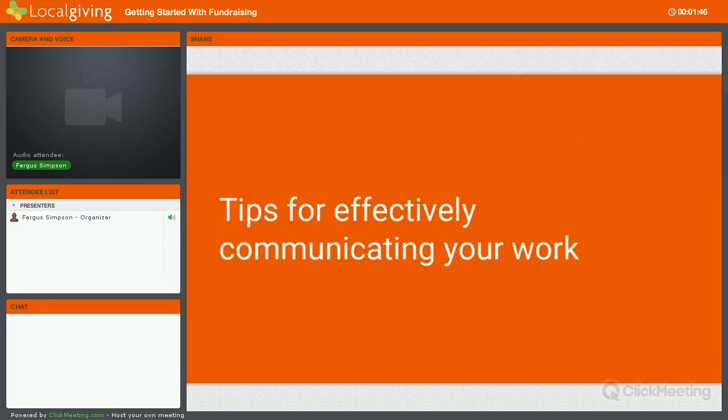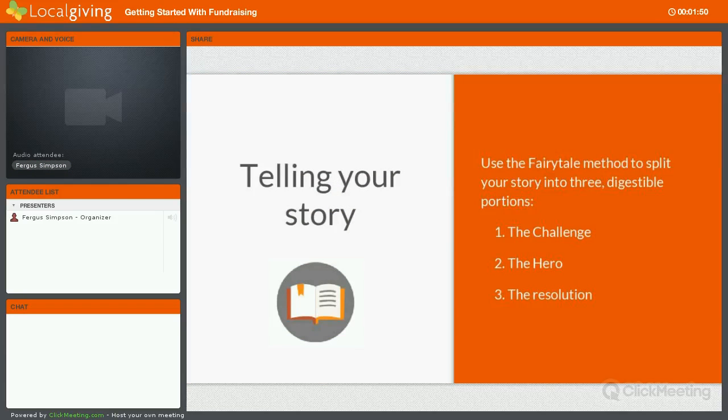So let's have a look at some tips for effectively communicating your work. So the first thing is telling your story. You've got to make sure that you have a clear and effective method to tell your story online with your fundraising. And the first way to do that is with the fairy tale method. So this is just a really simple way of splitting your story into 3 digestible sections. The challenge, the hero, resolution.